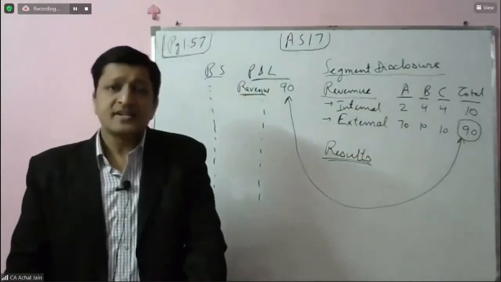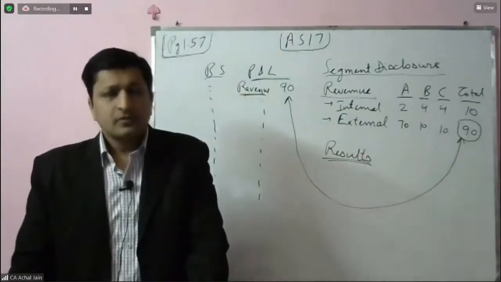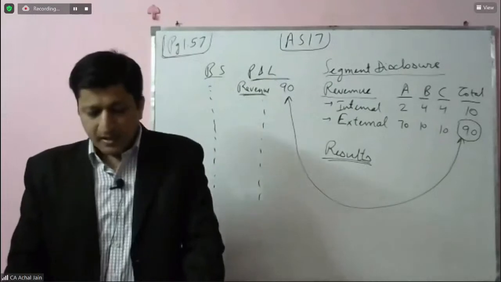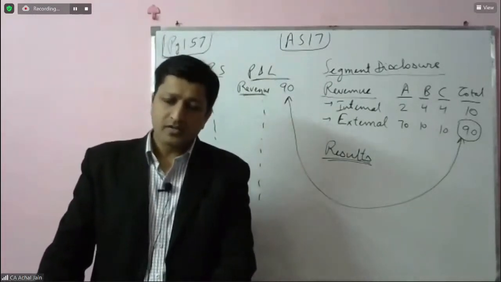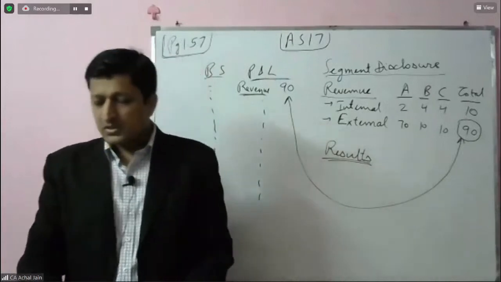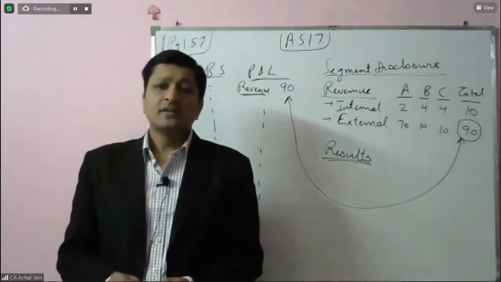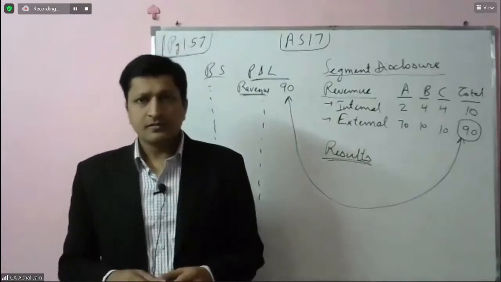Similarly, segment assets should be reconciled to company's assets. Segment liabilities should be reconciled to company's liabilities. So all of these numbers should not really have any mismatch. Understood? Yeah.